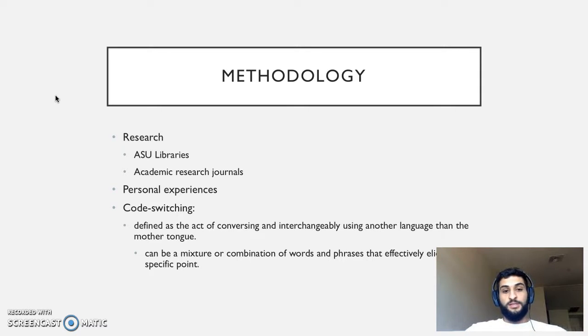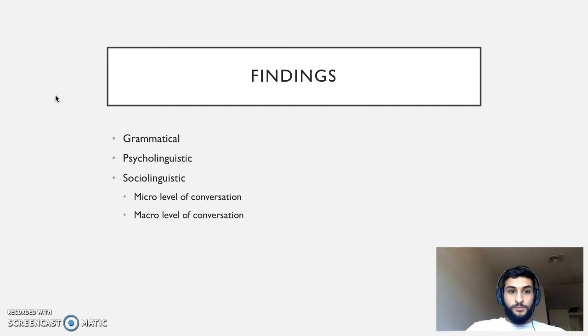Code switching, defined, is the act of conversing and interchangeably using another language than the mother tongue. So it can be a mixture or combination of words and phrases that effectively elicit a specific point. So, throughout my findings, I realized that code switching can be analyzed through three perspectives: grammatical, psycholinguistic, and sociolinguistic.